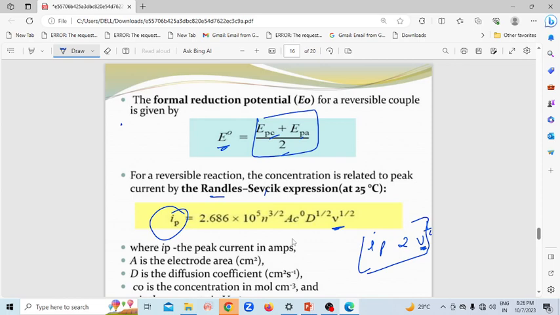Suppose you are plotting a graph like that. Suppose this is for I1, scan rate V1. If you are increasing the scan rate, then I will also increase. So what will happen? It will be like that. It is not very symmetrical, but you can understand. So this is V2, and obviously V2 is greater than V1. Then you will get this type of graph.